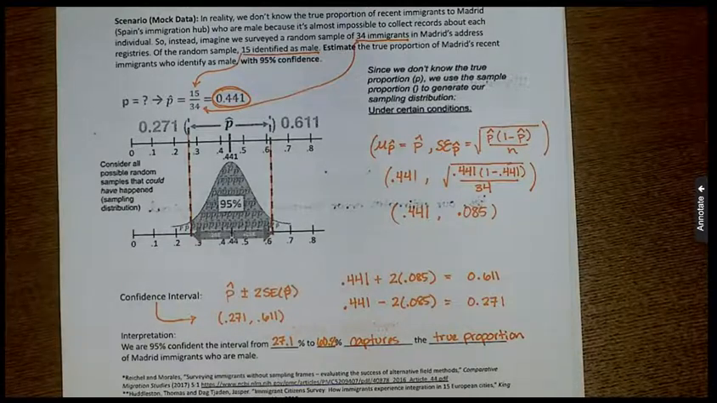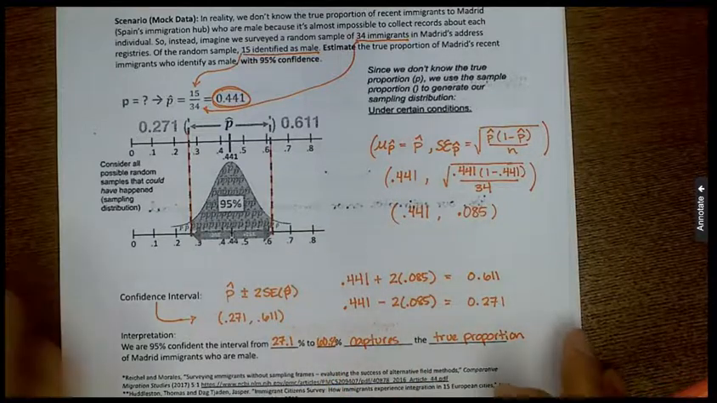Okay, so what this is telling me is I can be 95% confident that this interval is capturing the true proportion of immigrants that are male. So I'm saying here, I'm 95% confident that it is somewhere between 27% and 60%. That's what we're saying here, that we're 95% confident that the true actual proportion is somewhere between here. That's somewhere between 27 to 60% are actually males. Okay, now let's go ahead and turn to the next page.